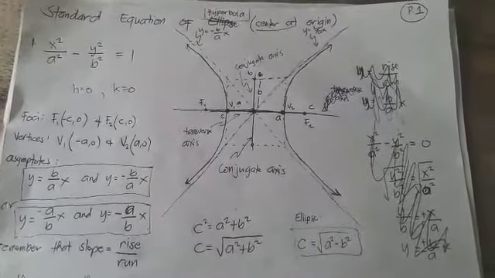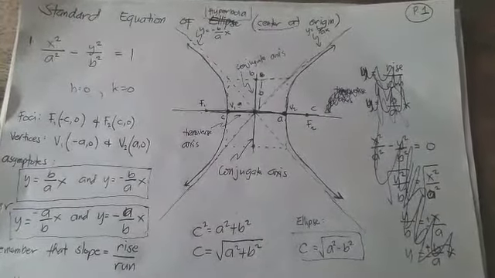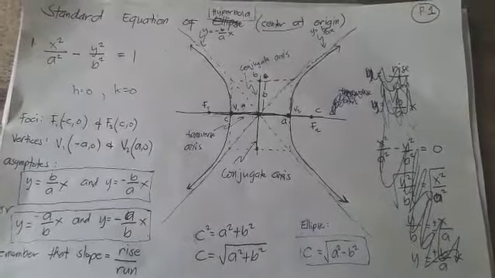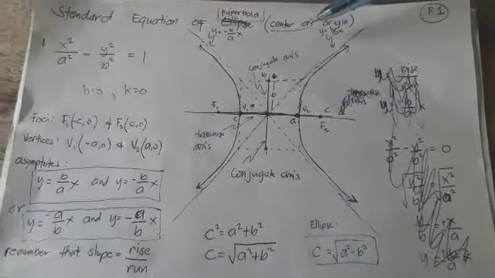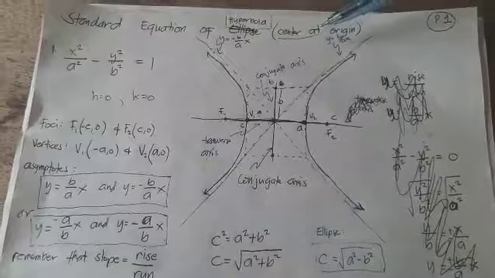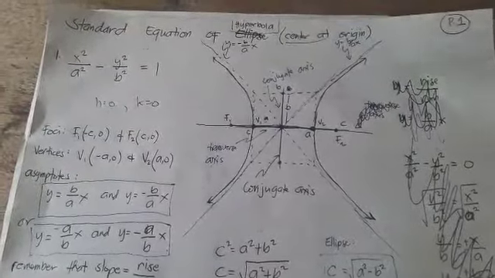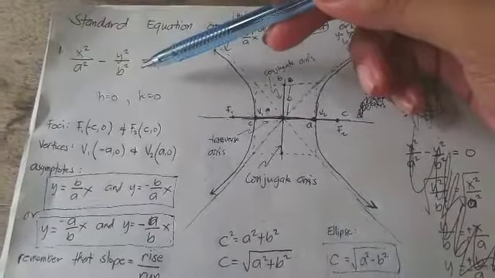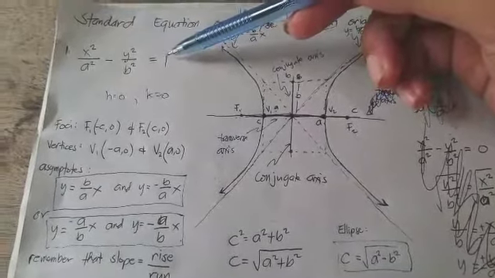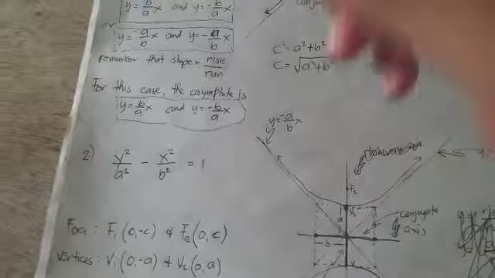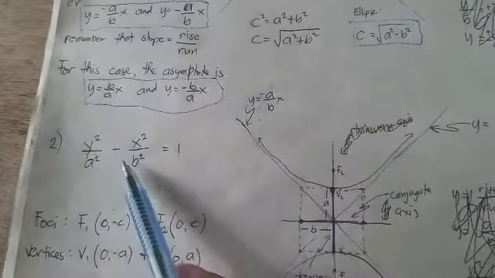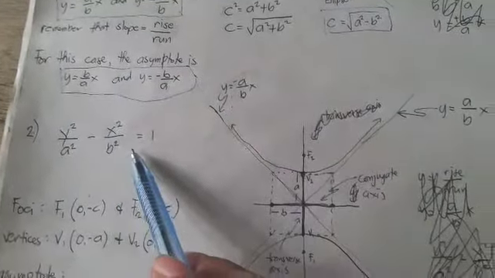So now let's talk about the standard equation of hyperbola, and we consider in this lesson that the center of the hyperbola is at the origin. In this case, we have two equations we need to be familiar with. First one, we have x squared over a squared minus y squared over b squared equal to 1. And the other one, we have y squared over a squared minus x squared over b squared equal to 1.